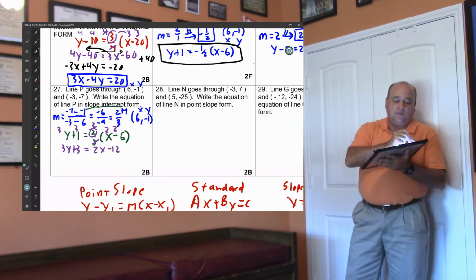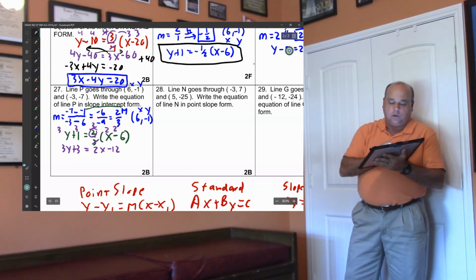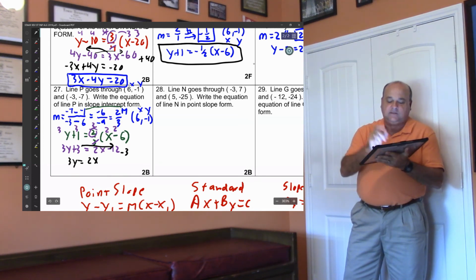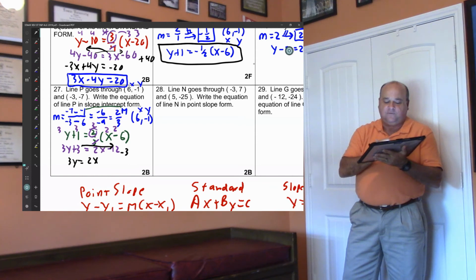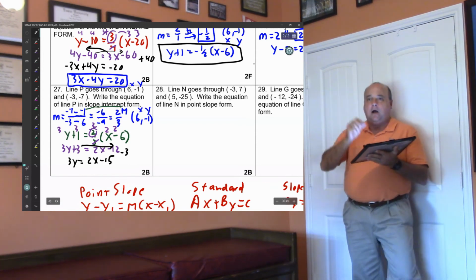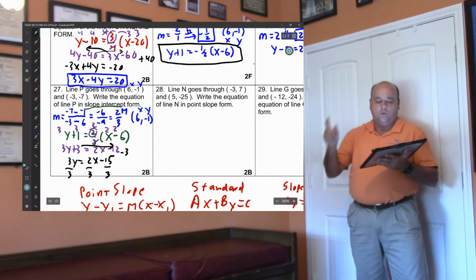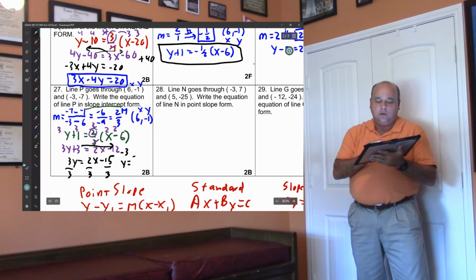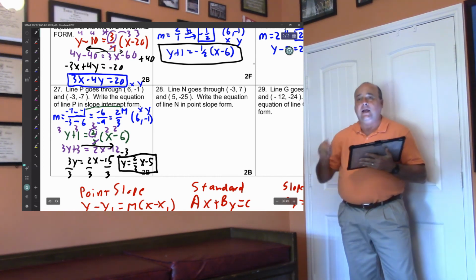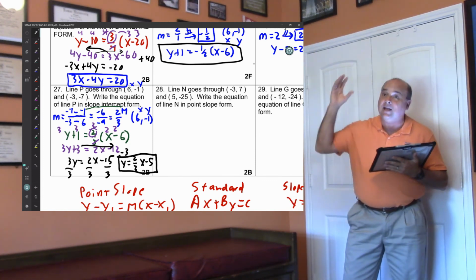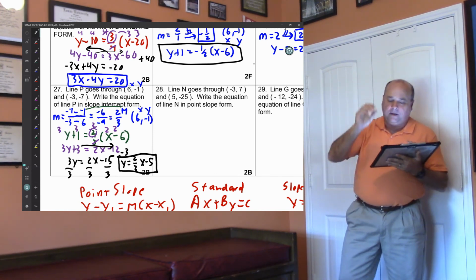Now then, I want slope-intercept form. So the y stays on the left, but this 3 will go to the right. So the opposite of plus 3 is minus 3. So now I have 3y equals 2x minus 12 minus 3, which is minus 15. Now then I want the y all by itself, so I'm going to divide by 3. And I will end up with y equals 2 over 3x minus 5. Piece of cake. Please try to do point slope every single time. You'll get the hang of it, and you'll get used to it, and you'll do better, okay?